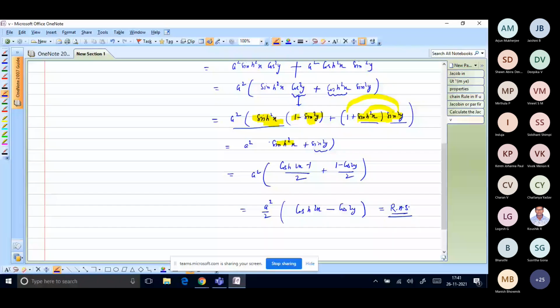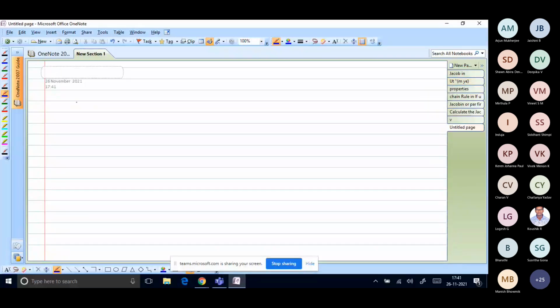Next question. If x equals r cos theta and y equals r sin theta, then find the value of, first, the Jacobian of xy with respect to r theta, and second, the Jacobian of r theta with respect to x, y.